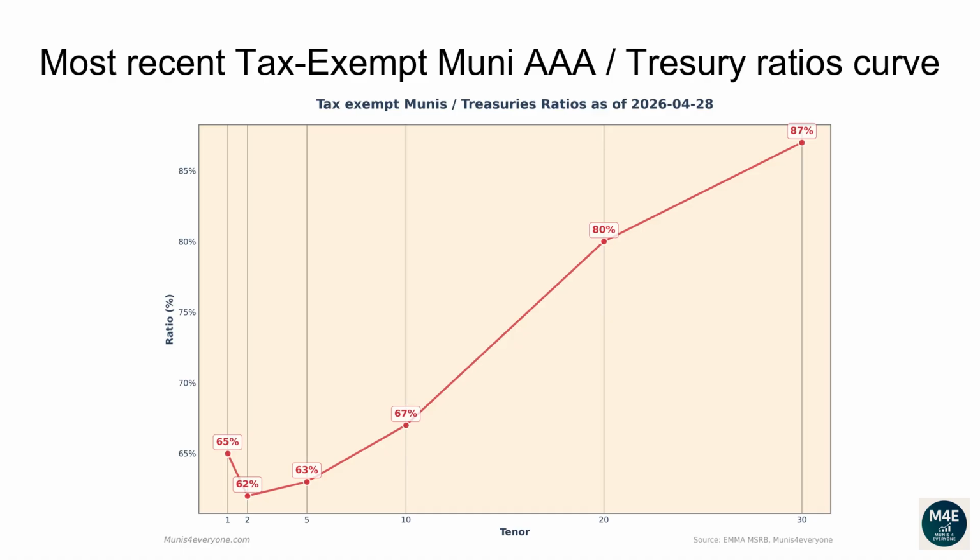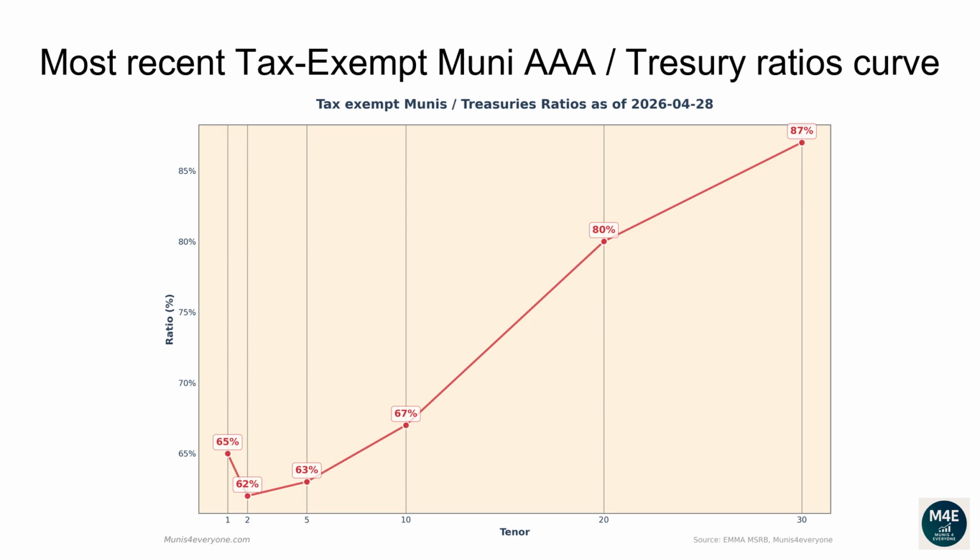Back to the tax-exempt version of the Muni curve. Municipal traders and portfolio managers often compare how cheap or rich municipal bonds are versus treasuries by looking at the ratio curve. For each maturity of the curve, we simply compute the ratio between tax-exempt Muni yields and Treasury yields. In general, the closer to 100% a ratio is, the cheaper Muni bonds are. More on ratios at the end of the video.